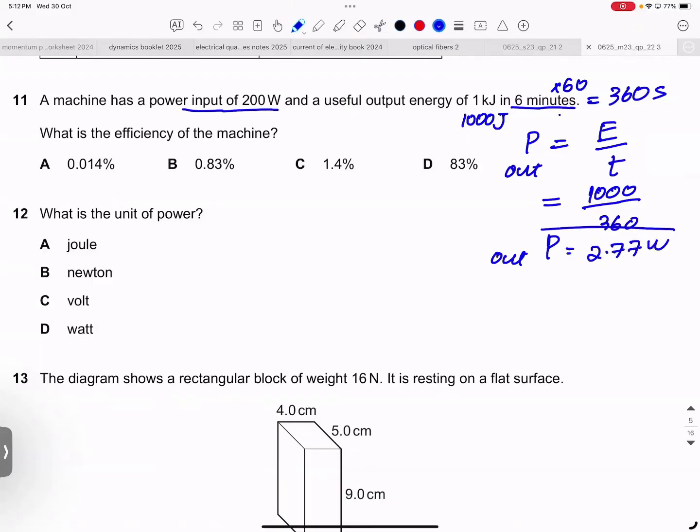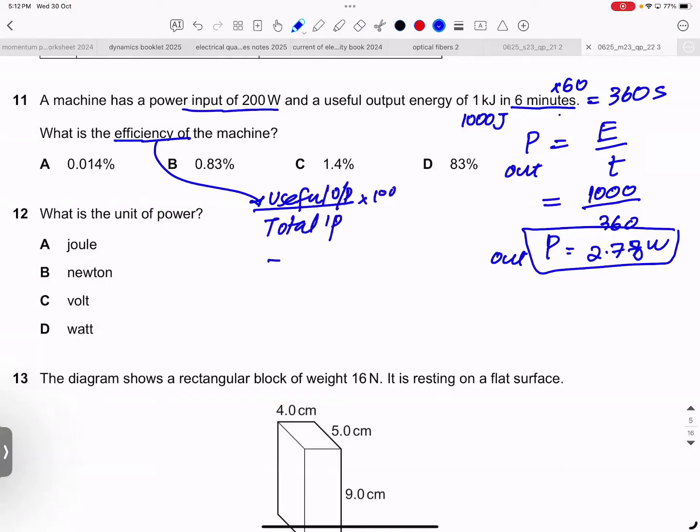2.77, 2.78 watt. We need efficiency. Efficiency is useful output over total input times 100. Useful output is 2.78. Total input is 200. Multiply by 100. Calculate, 1.39. Option C.